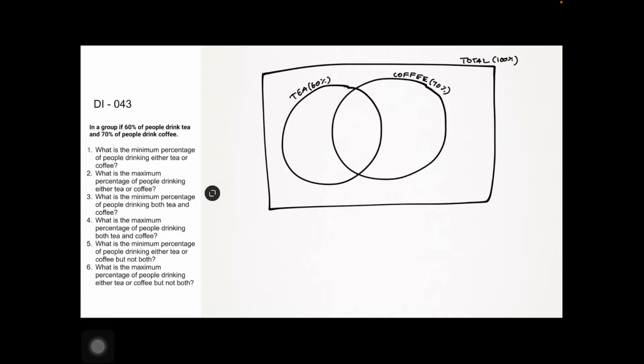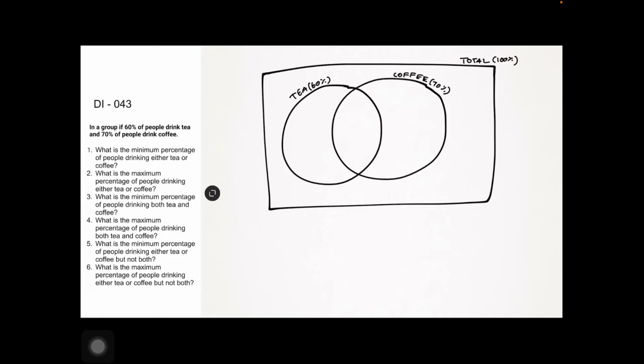Now we have 6 questions that we want to answer. Minimum percentage of people drinking either tea or coffee, maximum percentage of people drinking either tea or coffee, minimum percentage of people drinking both tea and coffee, maximum percentage of people drinking both tea and coffee, minimum percentage of people drinking either tea or coffee but not both, and maximum percentage of people drinking either tea or coffee but not both.